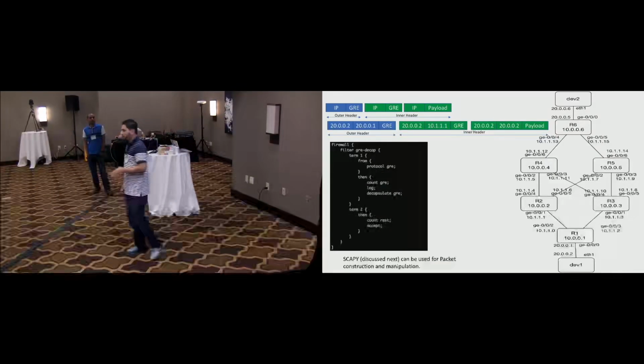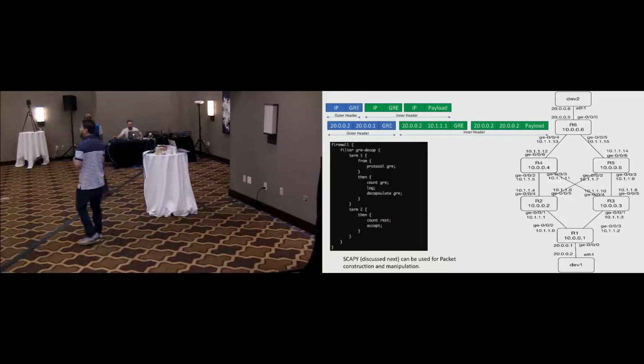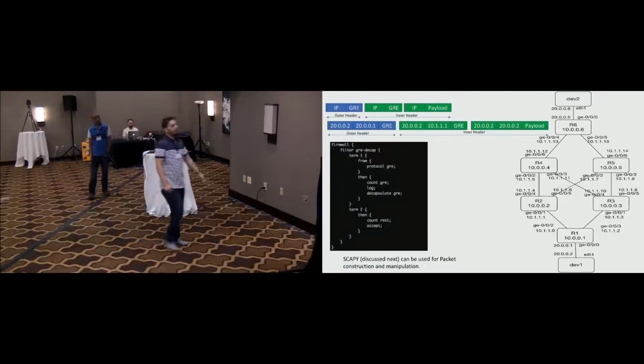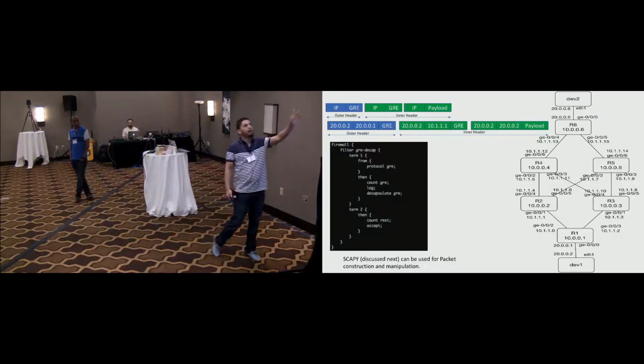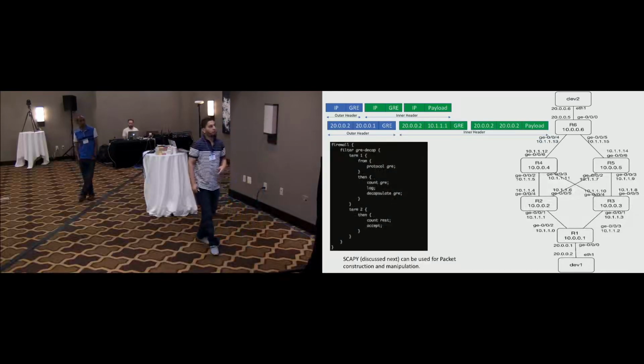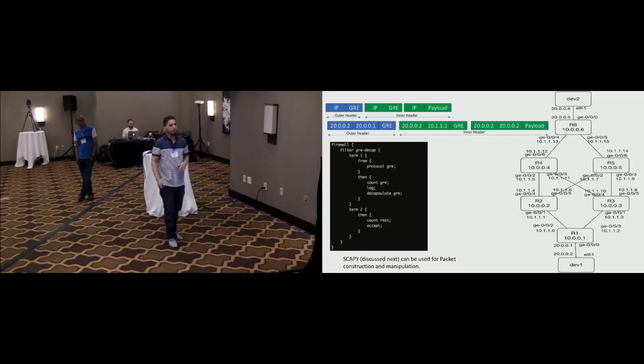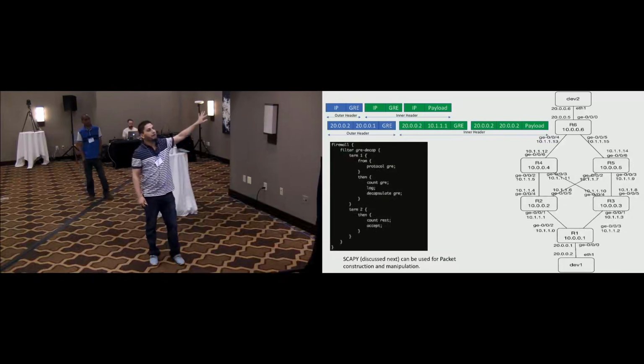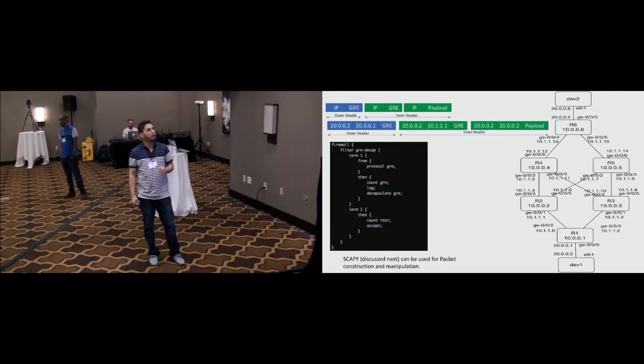And if I have GRE decap filter configured on the ingress interface, it will get rid of the outermost header. And I've included a quick snippet for the GRE decap filter. It's already configured on all of the routers if you want to go use that. So it will get rid of the outermost header. So now you have a packet with source 20.0.0.2 and destination 10.1.1.1.